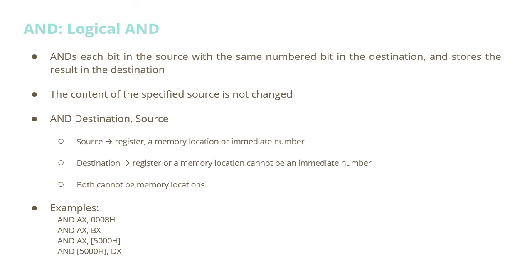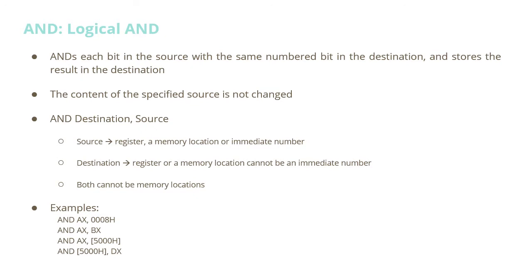AND AX, 0008H, where this is the immediate addressing mode. So the immediate number 0008H is getting ANDed with the value that is present in the register AX, and the result of this operation will be stored in AX. Next example is AND AX, BX, where there will be a bitwise AND performed between the contents present in BX and the contents present in AX, and the result of the AND instruction will be stored in the AX register.